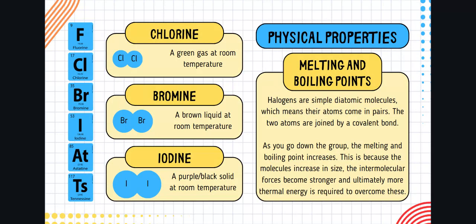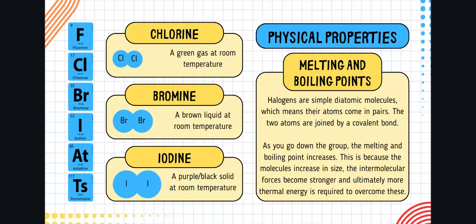Now let's learn about their melting and boiling points. Since melting and boiling points for group 7 halogens are complicated, I'm going to explain it in a simple way. Group 7 halogens are diatomic molecules, and this means that their atoms come in pairs all the time. This means that their atoms are joined by a covalent bond. And as the atoms are joined by a covalent bond, when you move down the group, the melting and boiling points increase as the intermolecular sizes increase.